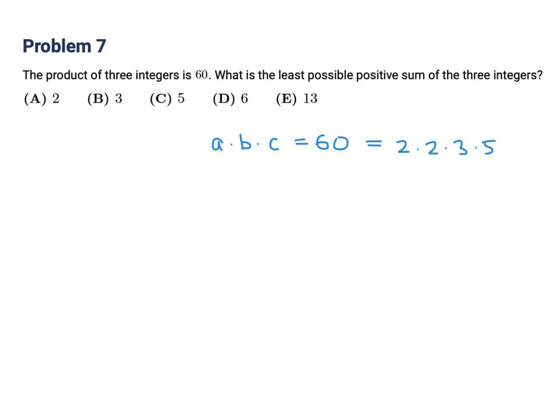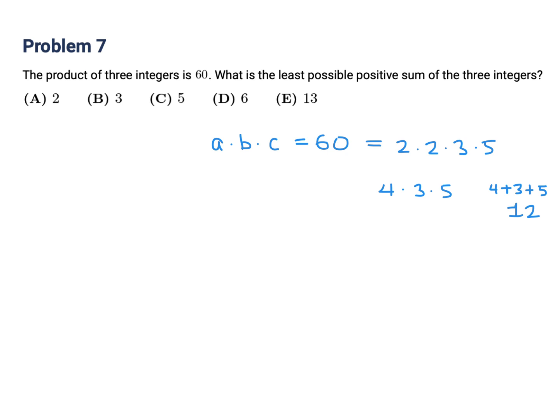So let's experiment with this. Let's say the numbers are 4, 3, and 5. That means the sum of these would be 4 plus 3 plus 5, and that, of course, is 12. And 12 is actually not one of the answers, interestingly.